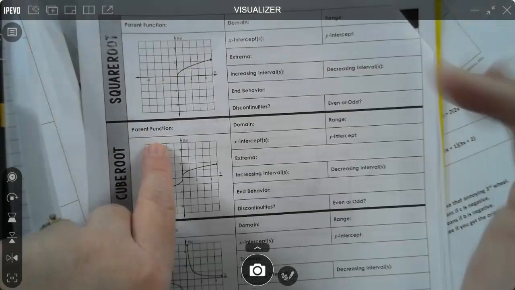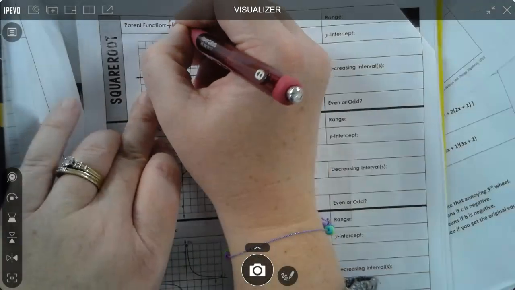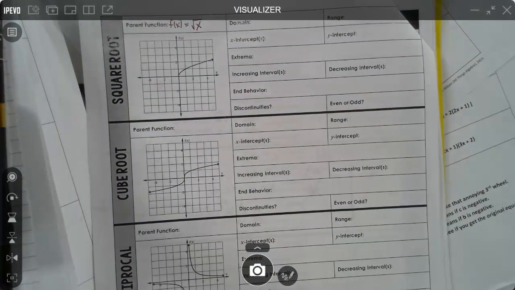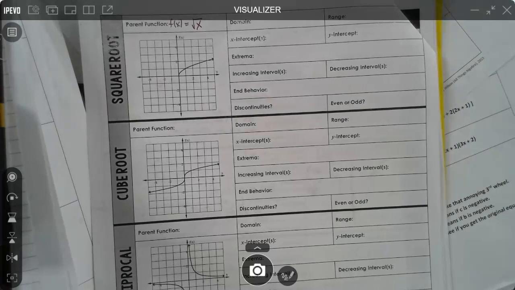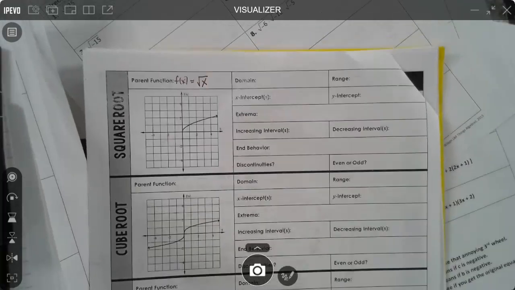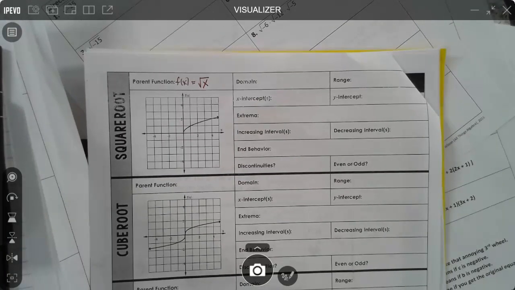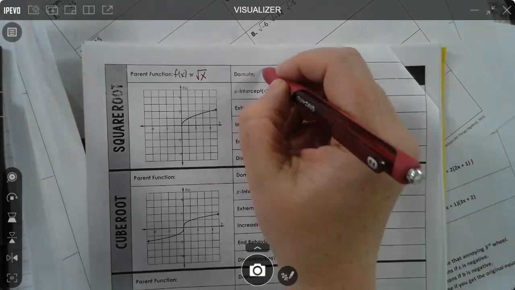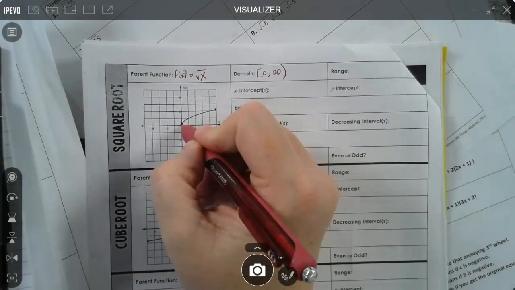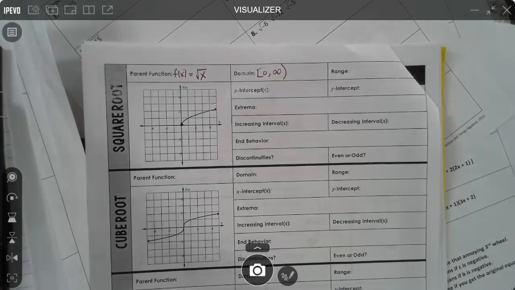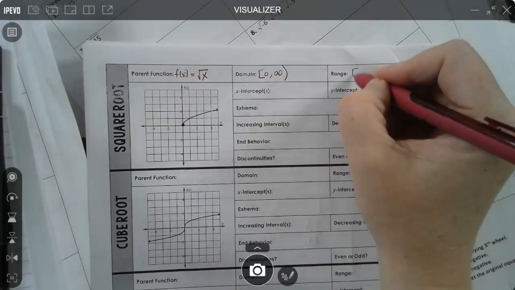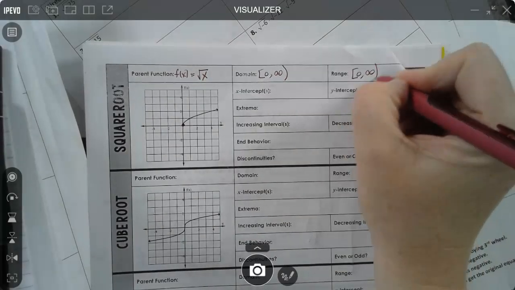All right, the parent function here: square root of x. However, on this one, what is the domain? 0 to infinity with a bracket, right? Because there's a point right here at 0, 0. How about the range? 0 to infinity.